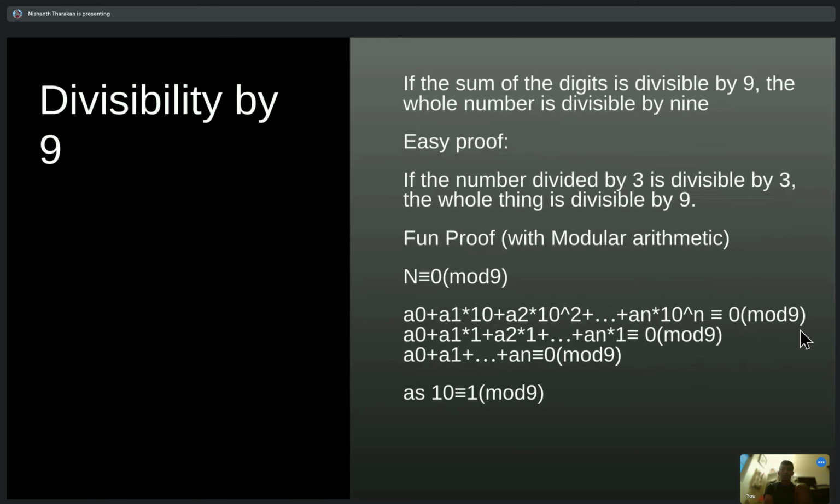We have divisibility by 9. If the sum of the digits is divisible by 9, the whole number is divisible by 9. I mean, you can just look at the easy proof. If the number divided by 3 is divisible by 3, the whole thing is divisible by 9.